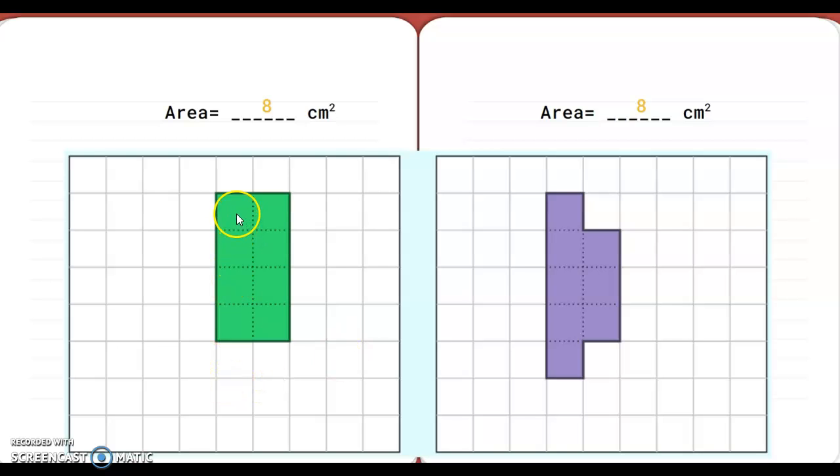Well, when we take a look and count the squares, we still get 8 for both, even though they are not the same shape. 1, 2, 3, 4, 5, 6, 7, 8. Take a look at this one. 1, 2, 3, 4, 5, 6, 7, 8. So it doesn't matter whether or not the shapes look the same, they may have the same area.